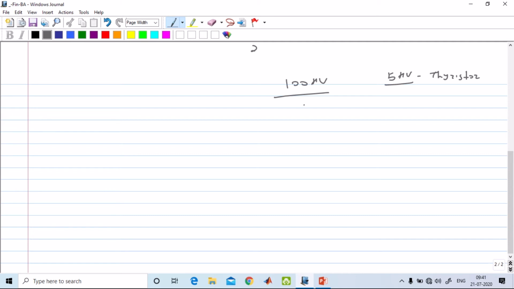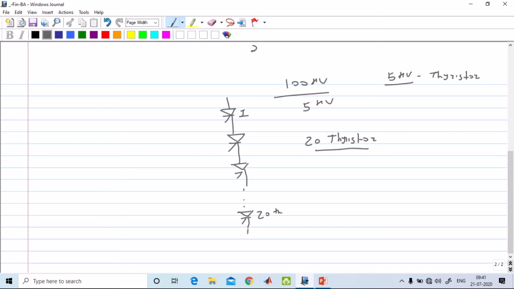So 100 kV divided by 5 kV. So I need 20 thyristors in series, so I can make the rating of 100 kV. So it is connected in series this way. Number of thyristors in series, for this case, is 20 thyristors to make the rating 100 kV. So suppose that this is 1 thyristor and this is the 20th thyristor.